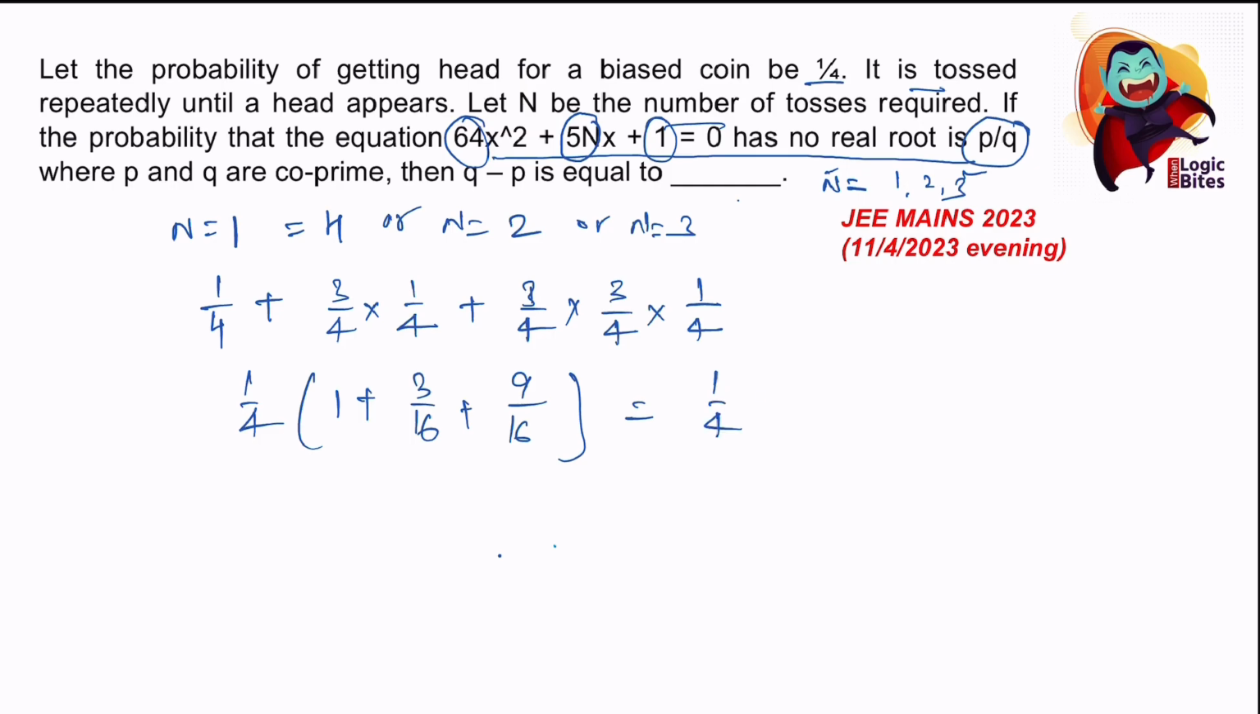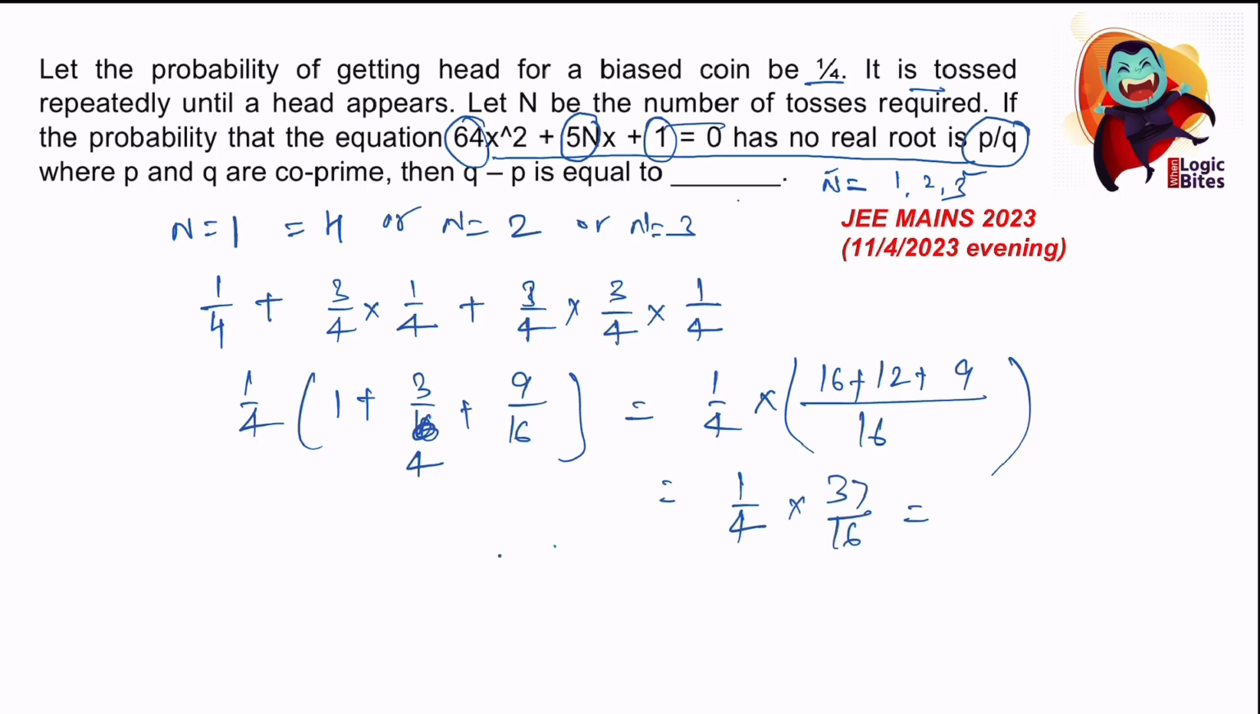1 by 4 multiplied by LCM will be 16. Here it will be 16. Here it is, sorry, it is here 4. So 12, and here it is 9. So 1 by 4 into 37 by 16. So 37 divided by 64.